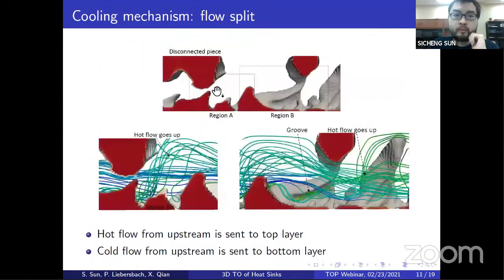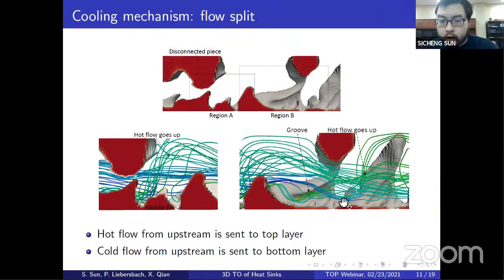We zoom in here for better visualization. In region A and region B, you can see a lot of hot flow is sent to the top layer through the surface of the fin. And also through this surface, the hot flow is sent to the top. And its place will be taken over by the cold flow from upstream.